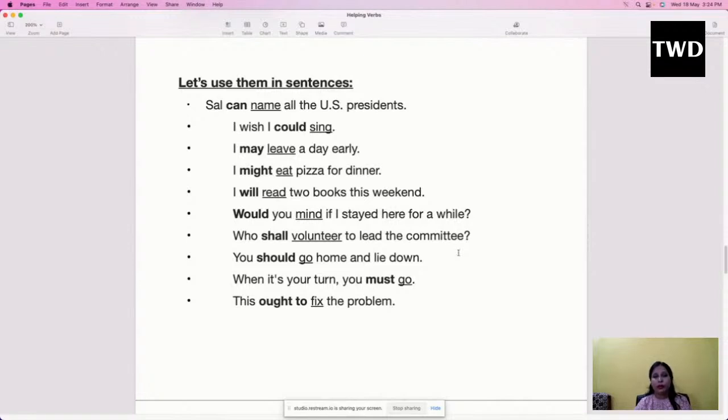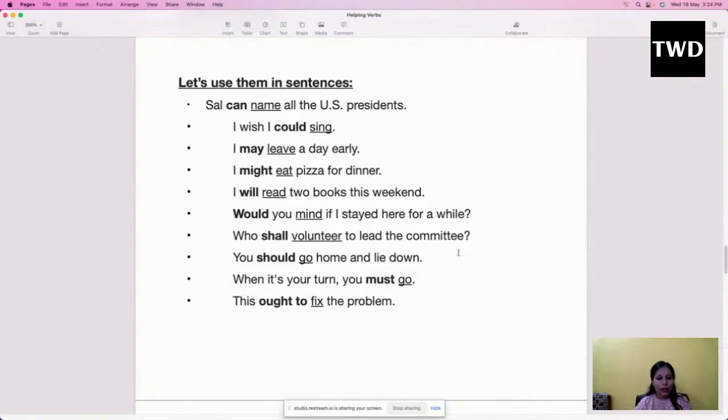You should take rest so that you can get well soon. Okay, something which must be done, and it is an advice. So whenever you are giving any advice to somebody, just remember to use this word should.